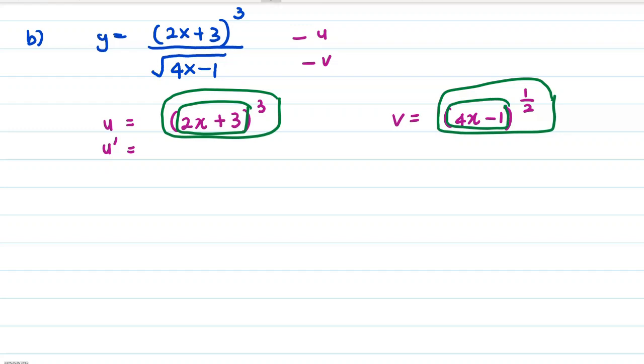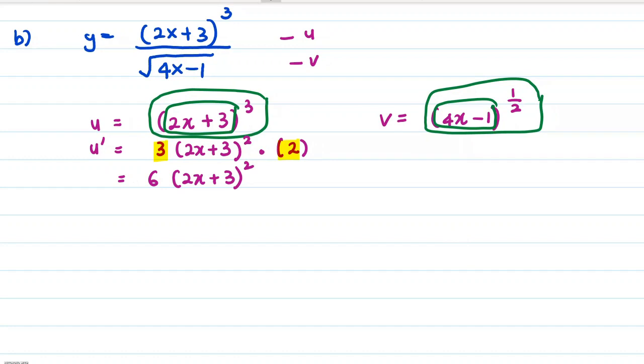Now we will have u prime is 3, rewrite, and the power will be 2, and then times differentiate inside your bracket. Differentiate 2x, it is 2. Differentiate 3, it will be 0. So for the numbers here, you can simplify: 3 times 2 is 6. We have 6, 2x plus 3 squared.